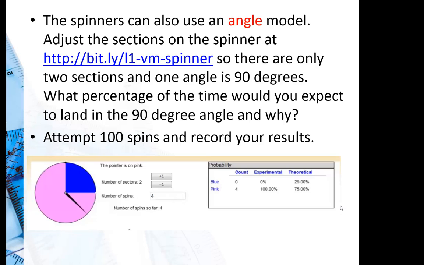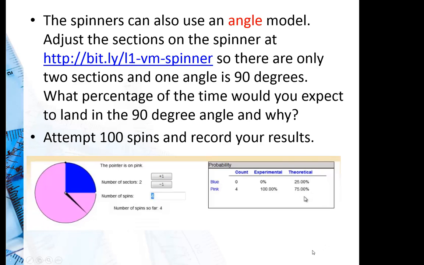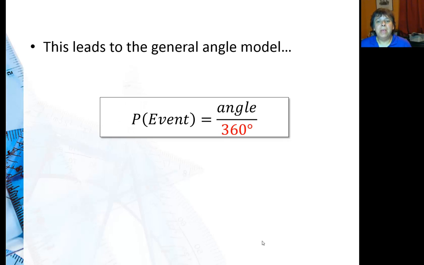The main point of this whole thing is that using the angles, this is a 90-degree angle, and what fraction does that make from 360? Well, that's 1/4. So I would expect 1/4 of my results to be in the blue and 3/4 to be in the pink, which is pretty much what we were seeing, as long as we had a sufficiently large number of spins. And this leads to the general angle model. The probability of landing in that section of a spinner is basically the angle over 360, or part to whole.